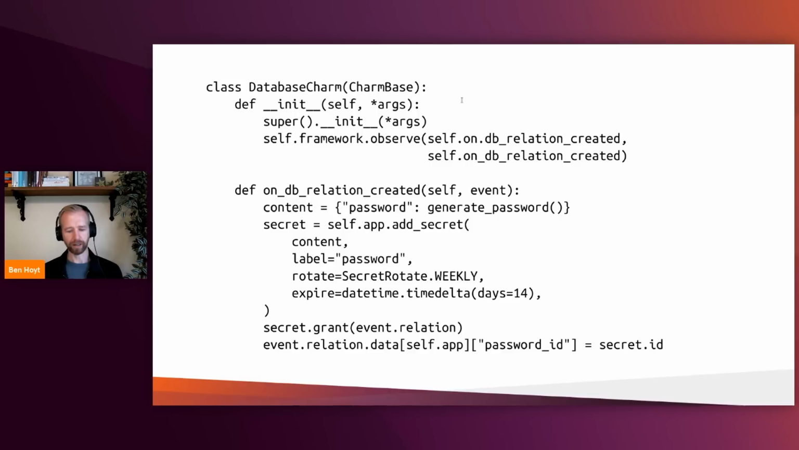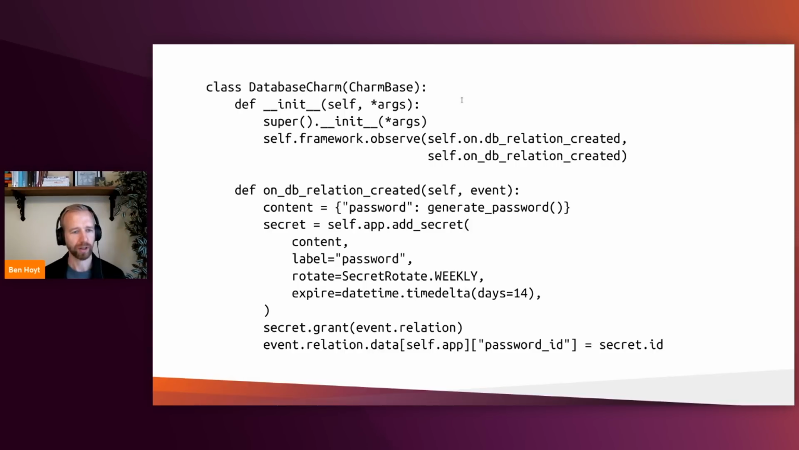I'm going to show both ends of this picture, but on the screen here is a very minimalist version of what the database charm might look like. So this is the owner charm, the owner of the secret. I'll walk through it step by step here. It's fairly straightforward. Two main methods. In the init method, we respond to the DB relation created. So when the DB relation is created, call this method.